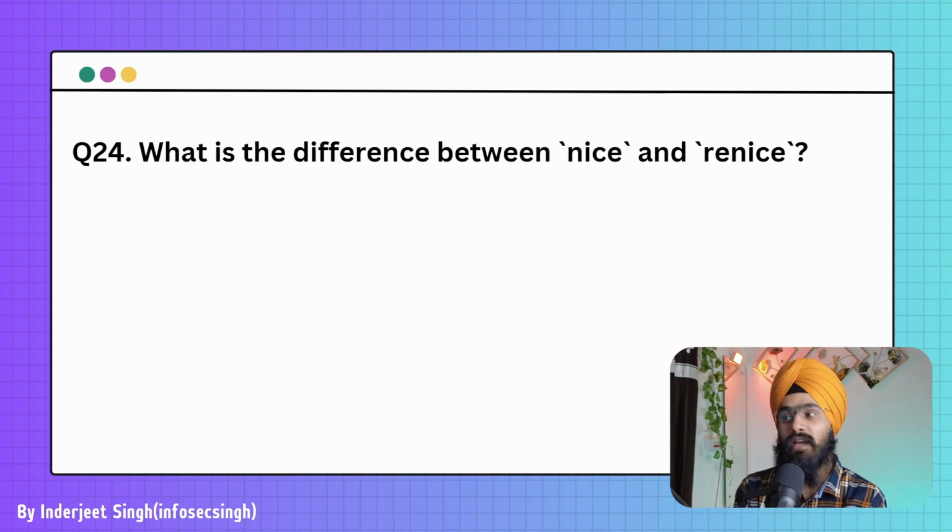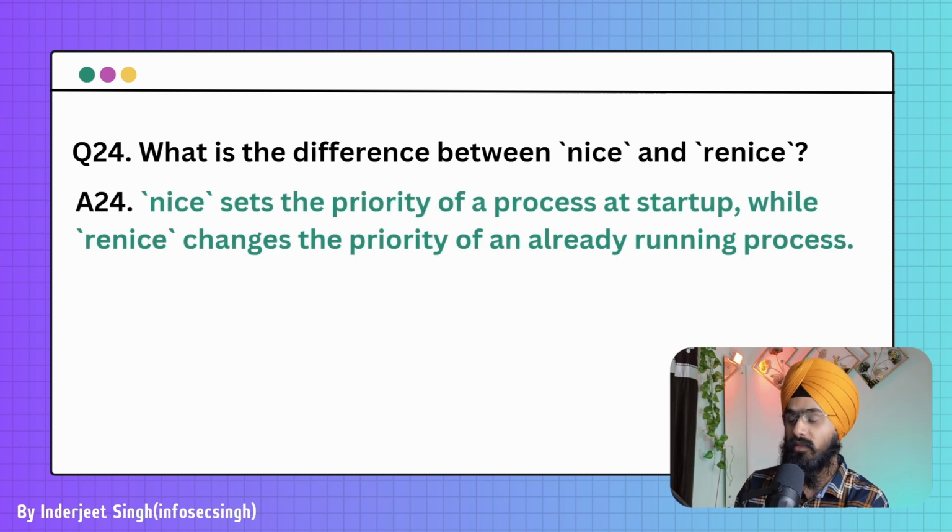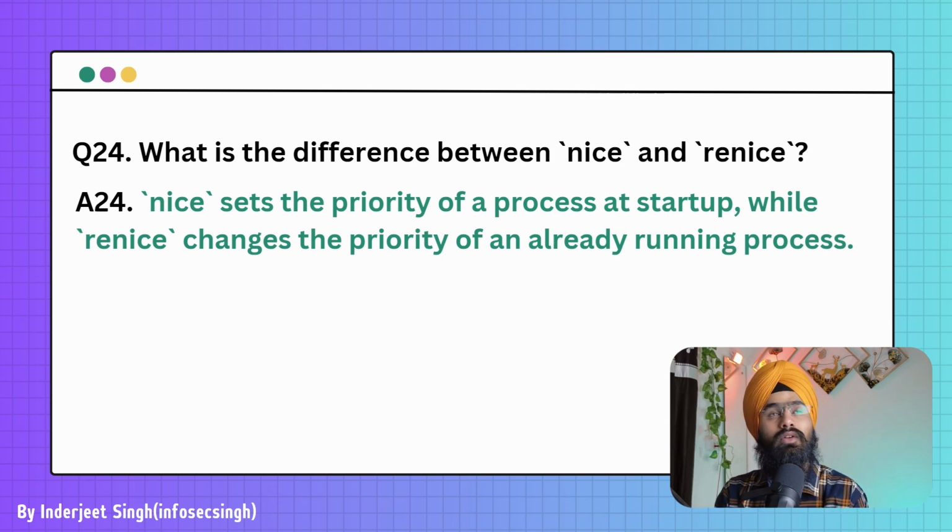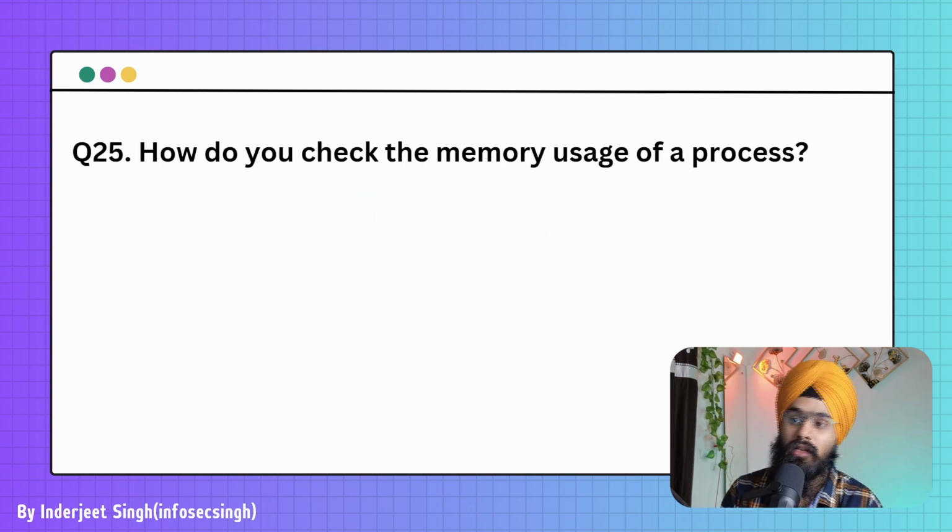What is the difference between nice and renice? So I think you can answer this question now. The nice command sets a priority at the startup level. When there is no priority set, you can use the nice command. But if the process is already running and you want to reassign the priority, then you can use the renice command. The next question is, how do you check the memory of the process?